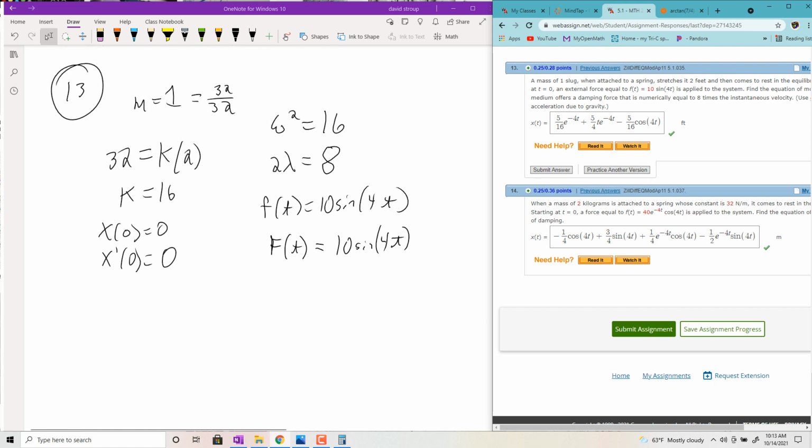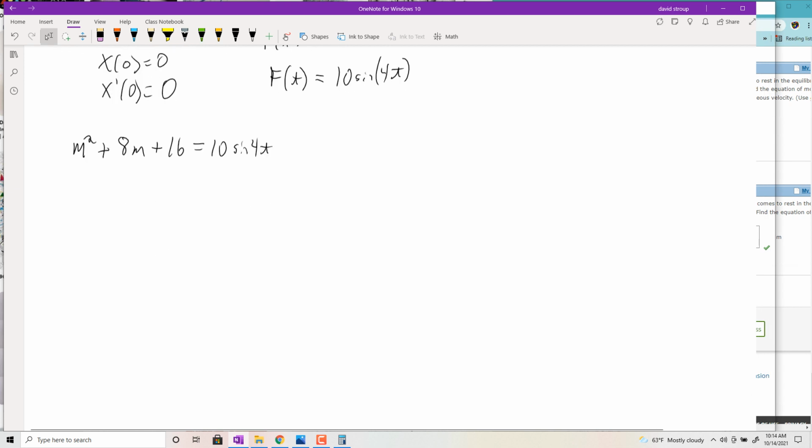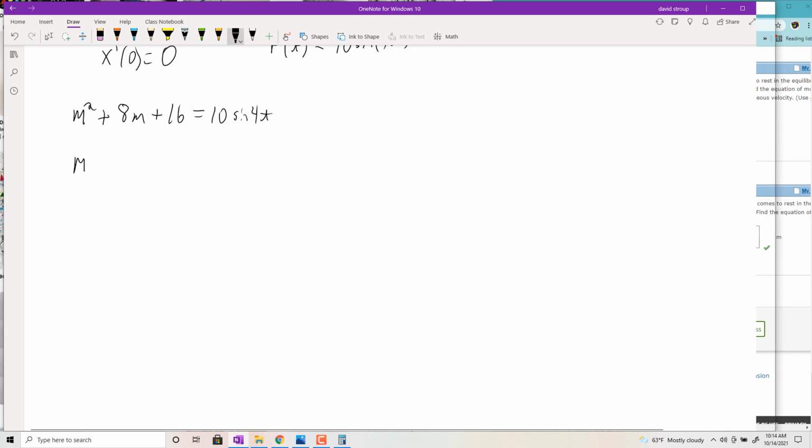We don't even have to bother, right? Let's just go to the characteristic equation. In that case, it'll be m squared plus 2 lambda m, so 8m, and then plus omega squared, which is 16. You want to solve the homogeneous version and then go to the non-homogeneous. So the non-homogeneous version would be equal to 10 sine 4t. Okay, so we'll use the annihilator method again to pull that off. So anyways, the associated homogeneous version, the auxiliary equation is that. So the roots are going to be -4 and -4.